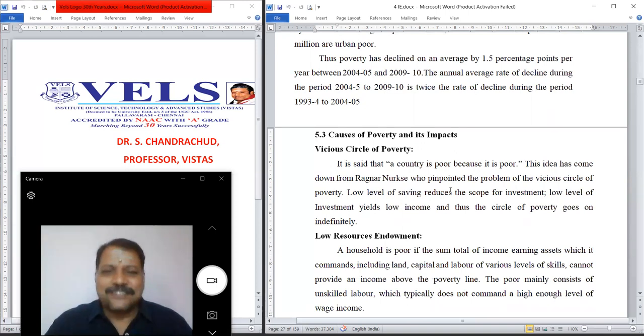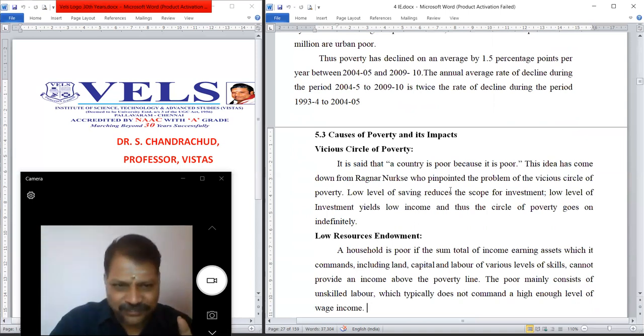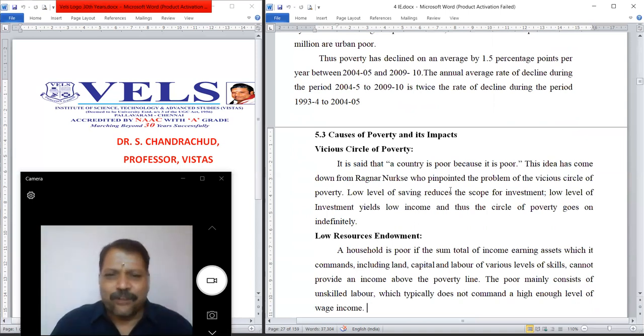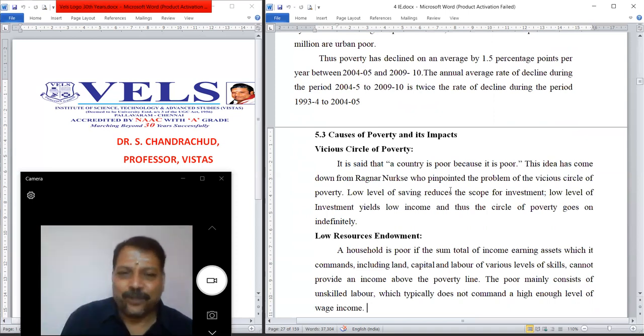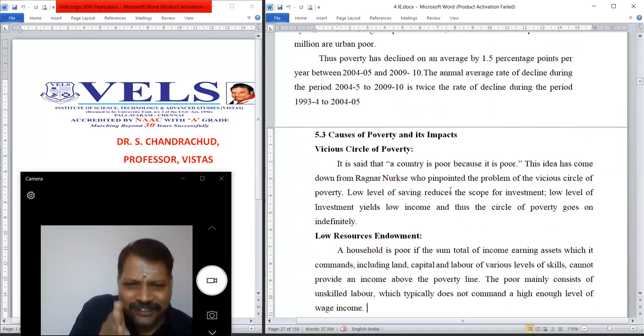First, we should know the vicious circle of poverty. It is said that a country is poor because it is poor. This idea comes from Ragnar Nurkse, who pinpointed the problem of the vicious circle of poverty. He made a clear statement about the causes of poverty with the famous words: a country is poor because it is poor.